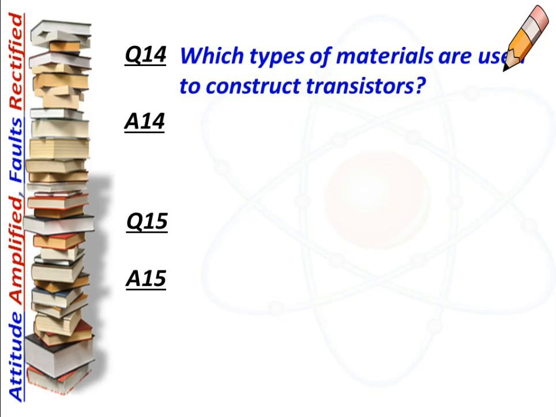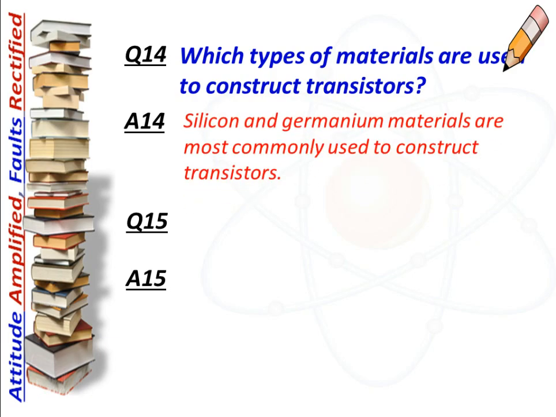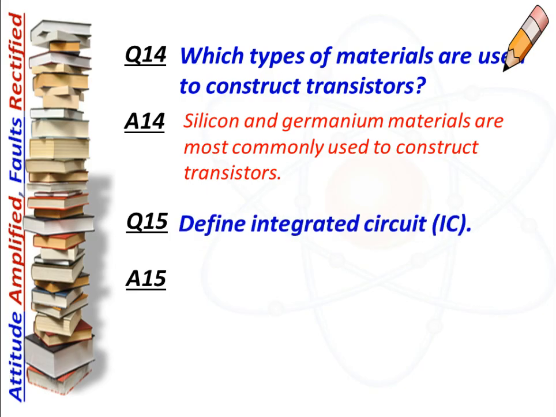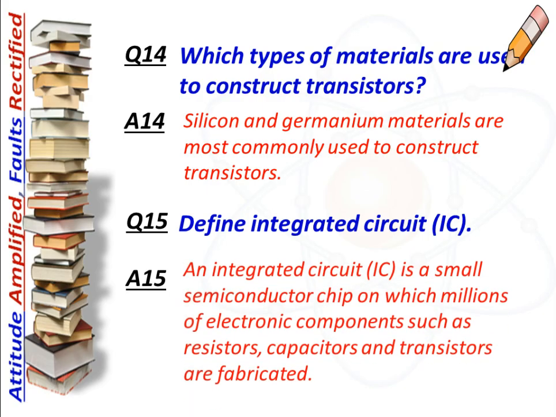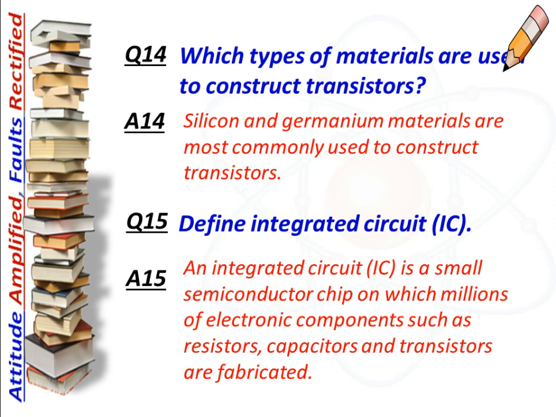Which type of materials are used to construct transistors? The answer is, silicon and germanium materials are most commonly used to construct transistors. Next question is, define integrated circuit. And the answer is, an integrated circuit is a small semiconductor chip on which millions of electronic components such as resistors, capacitors, and transistors are fabricated.